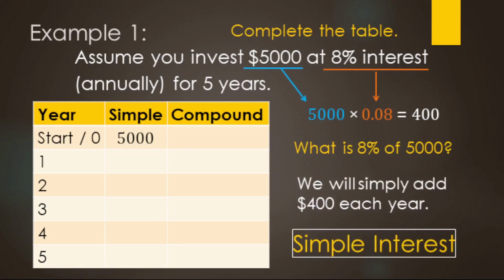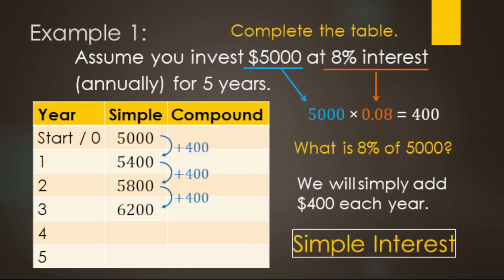So we're going to add $400 for every year. So we start with our 5,000, add 400 for the first year. So now we're at 5,400. Next year, another $400. Now we're at 5,800. Another year, another $400. Now we're at $6,200. Another $400 for another year, $6,600. Another $400, another year, $7,000 even. So there's what simple interest looks like. You're simply going to add that interest amount, in this case $400, every year.